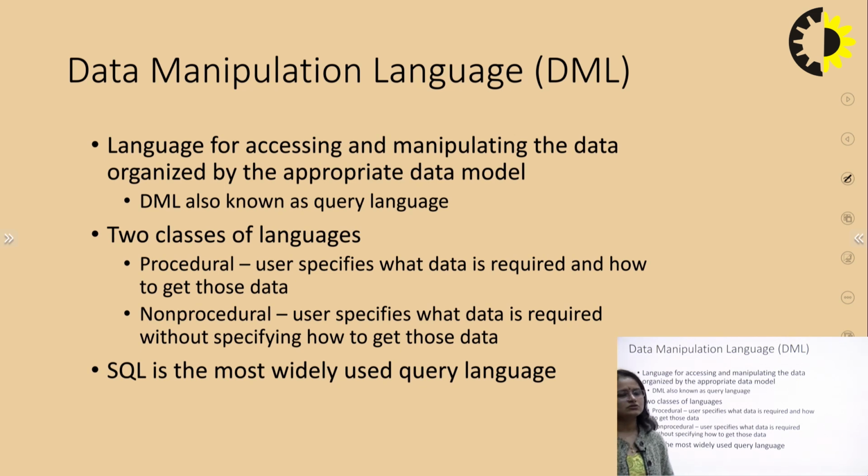So DML is also a query language, and there are two classes of languages. It can be procedural, it can be non-procedural. In procedural, the user specifies what data is required and how to get those data, so all the information is required. But if it is non-procedural, we don't want to know how to get those data. In non-procedural, the user specifies what data is required without specifying how to get those data. SQL is the most widely used query language.